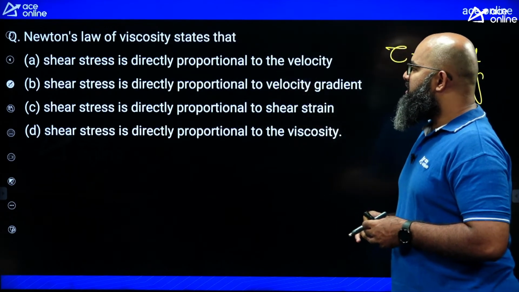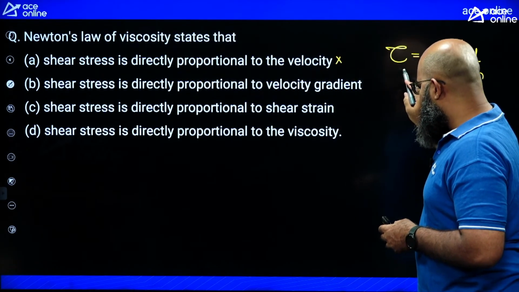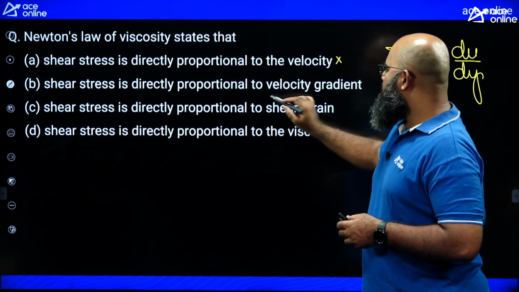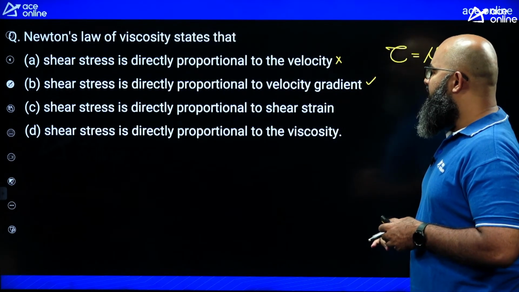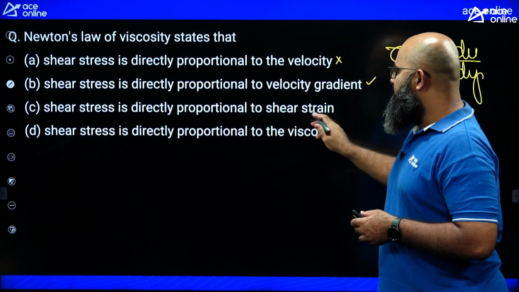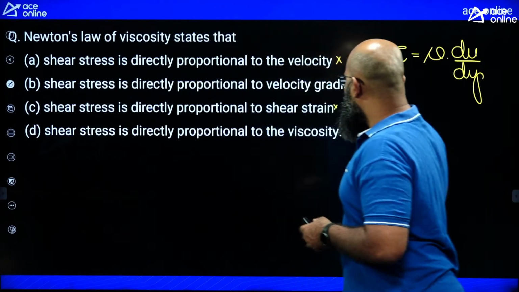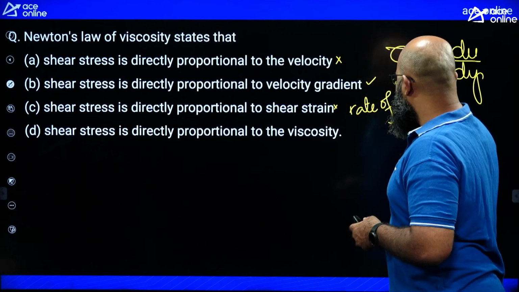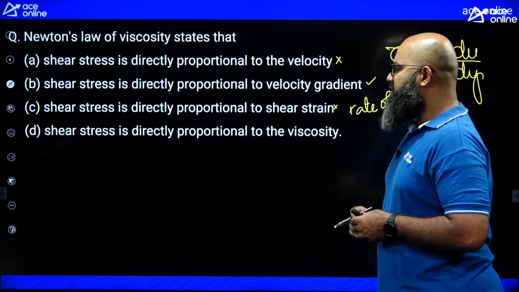Option A says shear stress is directly proportional to velocity. This is wrong. It is not having a relationship between shear stress and velocity. Next, shear stress is directly proportional to velocity gradient. It is correct. Du by dy is also called as velocity gradient. C is shear stress is directly proportional to shear strain. Now, please be careful. Shear strain would be wrong, but rate of shear strain would be correct, because du by dy is also called as a rate of shear strain.